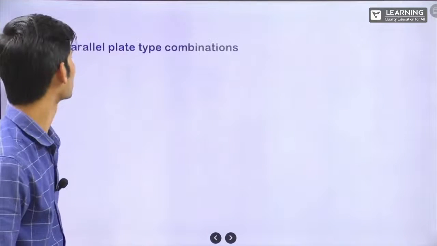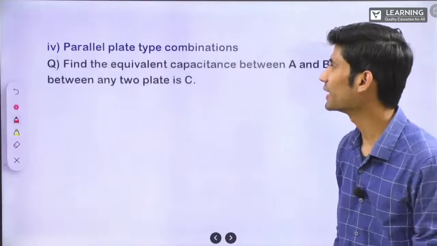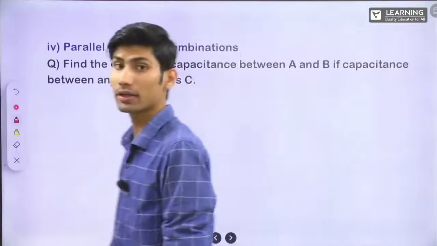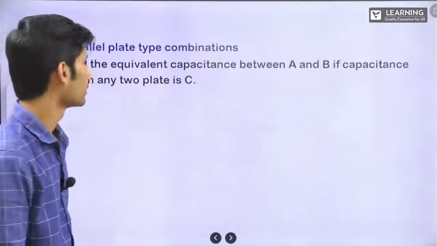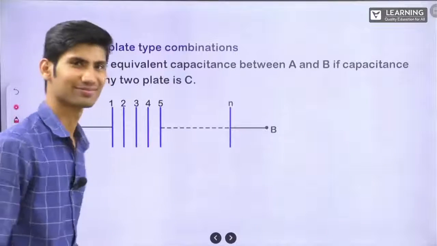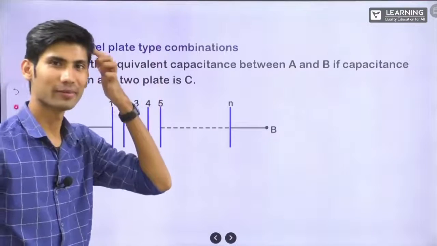Now let's do this one. Parallel plate type combinations. Again, very interesting. Find the equivalent capacitance between A and B if the capacitance between any two plates is C. So now we are given this. Again, it doesn't look like series or parallel, right?